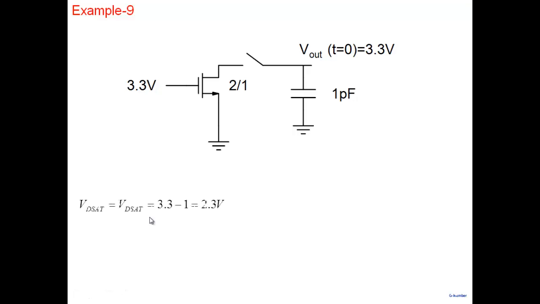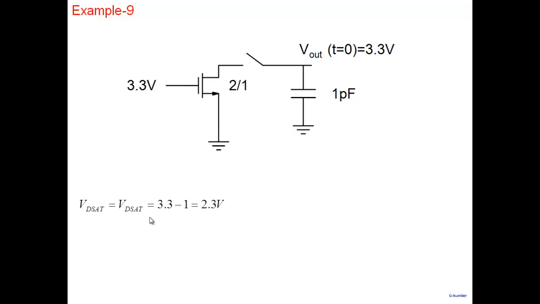So what happens now? Note that the moment I close the switch, this is 3.3, and this is also 3.3. The transistor now has a path for conducting current. The capacitor will start to discharge. Is the transistor in linear or saturation region? Saturation region, right? So VD sat, of course, is 2.3. It starts off with 3.3.